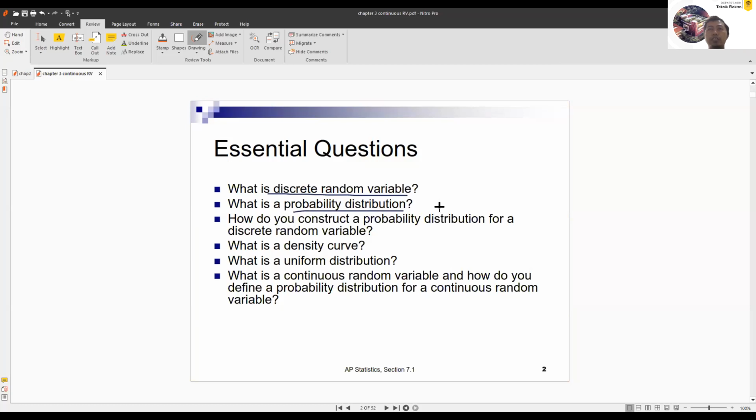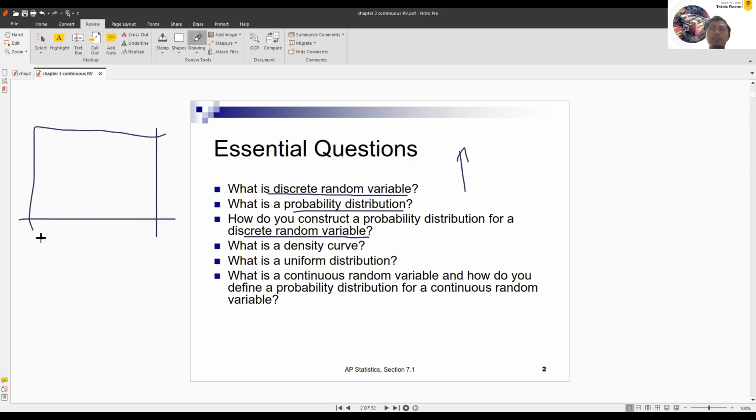Actually, this is for the y-axis. How do you construct the probability distribution for a discrete random variable? I hope you already know this one. And what is the density curve? Uniform distribution. Maybe the uniform distribution is something you have to know.